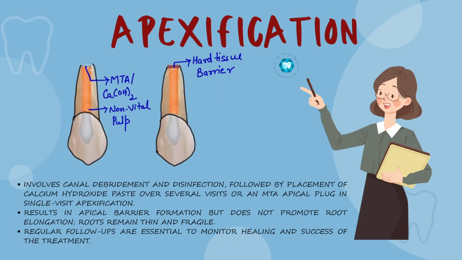Key points to remember: it's a non-vital therapy. It involves canal debridement and disinfection, which is followed by the placement of calcium hydroxide or MTA. It results in apical barrier formation, but it doesn't promote root elongation, and the root remains thin and fragile. Regular follow-ups are essential to monitor the healing and the success of the treatment.